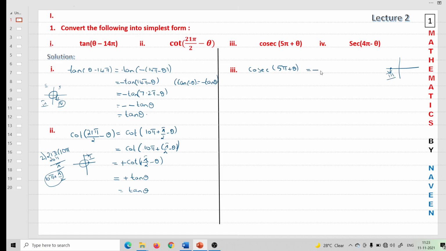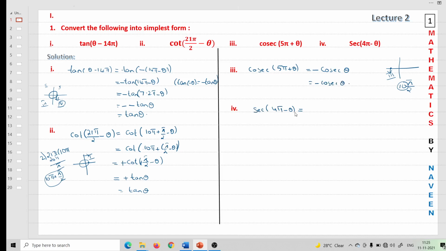And what about the trigonometric ratio? Which trigonometric ratio will occur here? We have to verify pi by 2 is multiplied by which number. So I am writing 5 pi as 10 pi by 2. Now the 2 and 5s get cancelled, so we get 5 pi only. So pi by 2 is multiplied by 10. 10 is an even number. Then there is no change in trigonometric ratio. Simply we can write cosecant theta. So the final solution is minus cosecant theta. Clear?